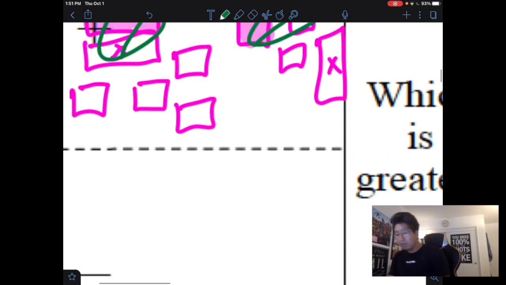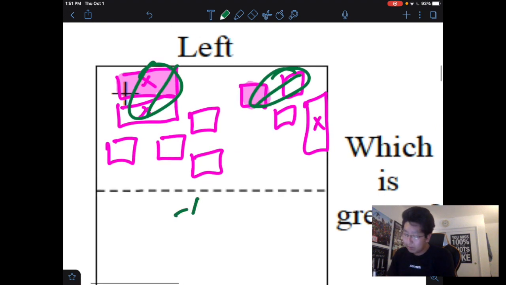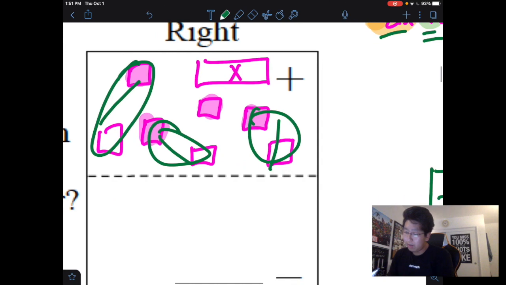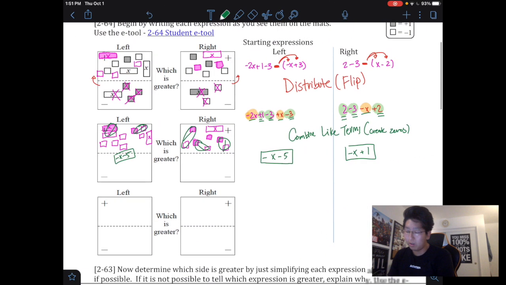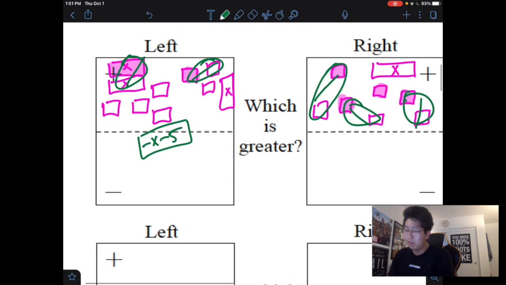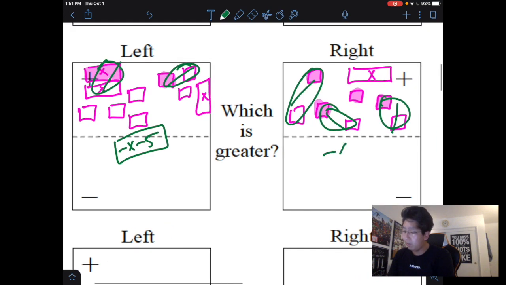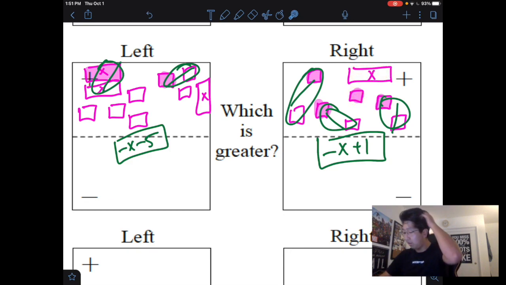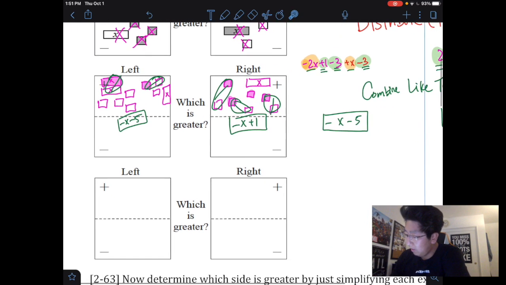And if you look, we have negative x minus 5 here. And then over here we have, so just so you're not confused, I'm on the second row. Negative x minus 5, and over here we have negative x plus 1. You can see negative x plus 1. And that's what we have left on the right. That's what we have remaining on the right.